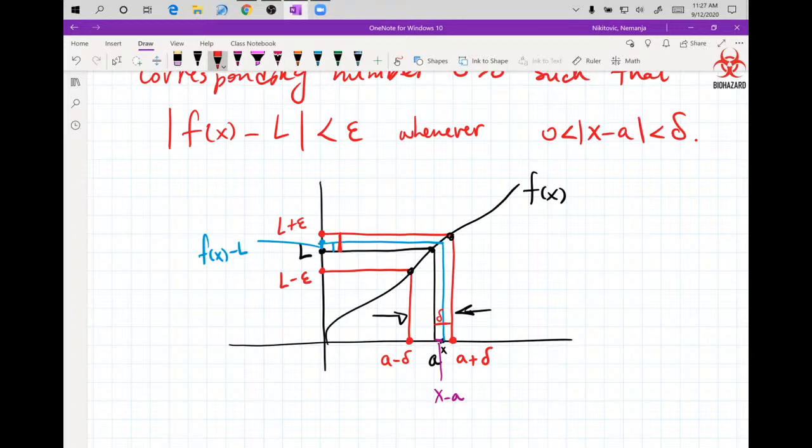So there is a squeeze. You can see that this a plus delta, you squeeze it closer, which is x, then you can squeeze even closer and closer. So x minus a is getting smaller and smaller, and it's always smaller than delta. The delta corresponds to epsilon, and the distance between f of x and L is also decreasing. They're all getting smaller, so they're getting to these values.